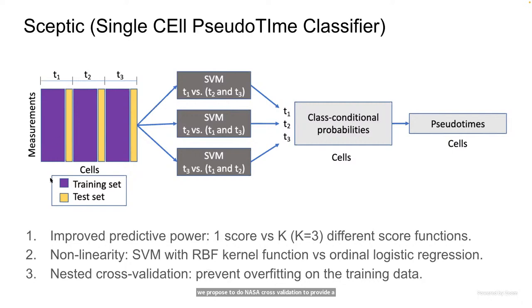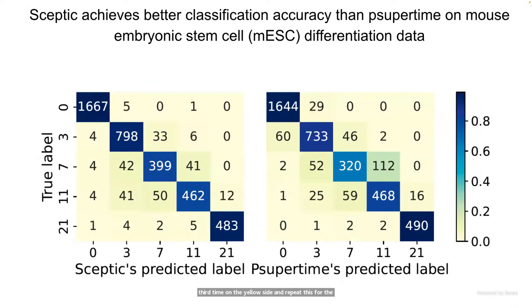What we do is, for each data set, for each fold of the data, for example the yellow test fold, we train a model on the purple set and predict the pseudotime on the yellow set, and repeat this for all the data sets we have. We first test our model and compare with Supertime on mouse embryonic stem cell differentiation data.